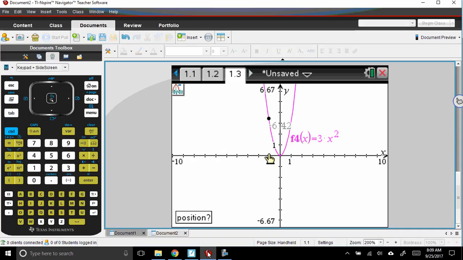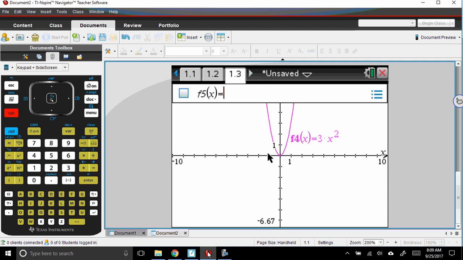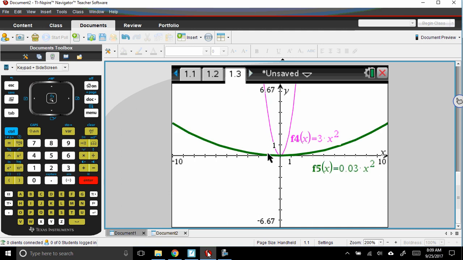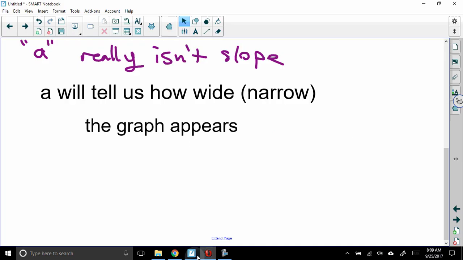So if we go back to this and we change that 3x squared to a 0.03x squared, which one looks wider, 3x squared or 0.03x squared? 0.03x squared, right? Now, which number is bigger, 3 or 0.03? 3, obviously. So what's the deal? As a gets bigger, what do we say? The graph appears to be narrower, or it is taller. Does that make sense?